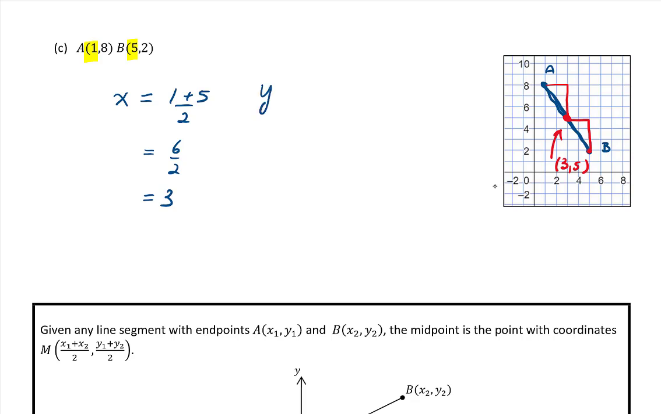Similarly, if I take the average of the y values, so now I take 8 and 2, I do 8 plus 2 and divide it by 2, that's 10 over 2, which equals 5. And that matches my graph again. So we see we have a midpoint, that's (3, 5). And that is how you find the midpoint of a line segment on an XY plane.